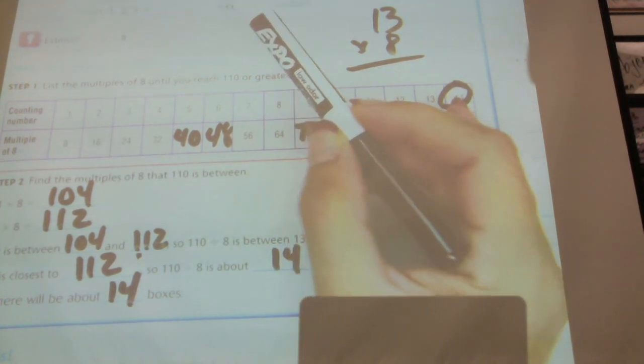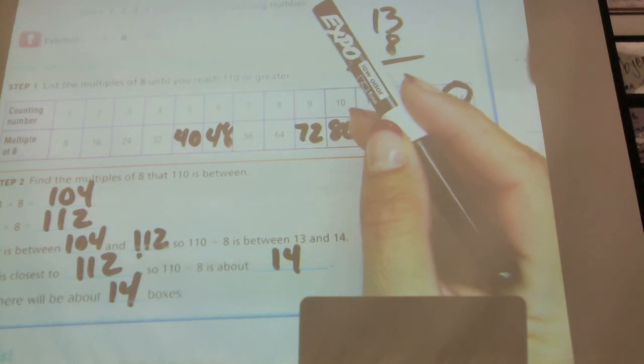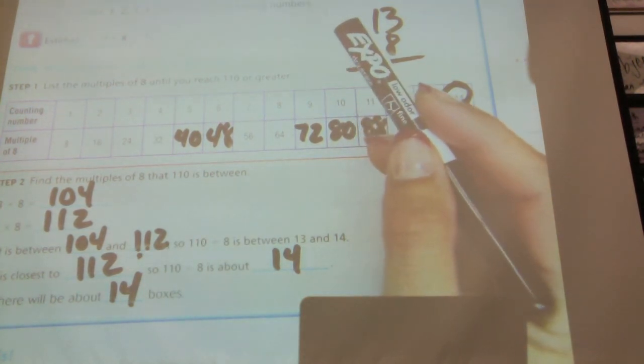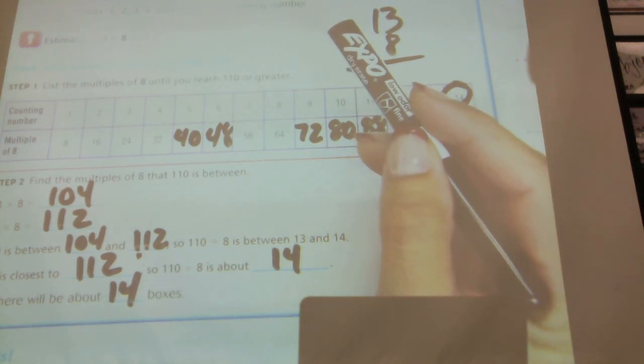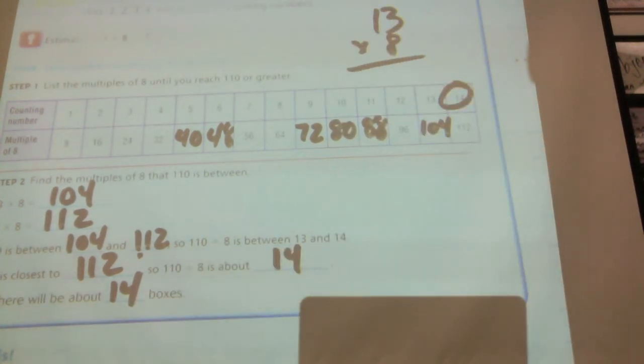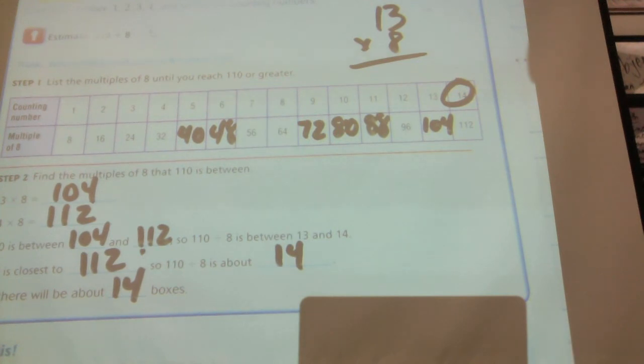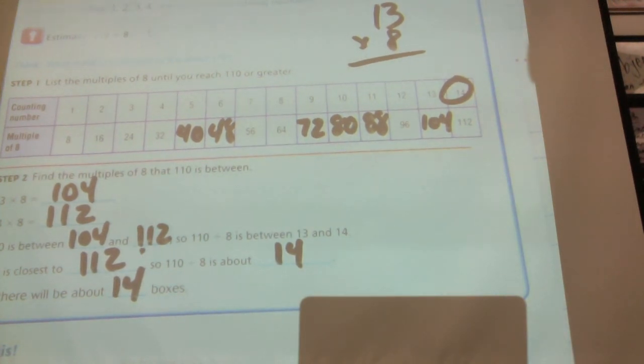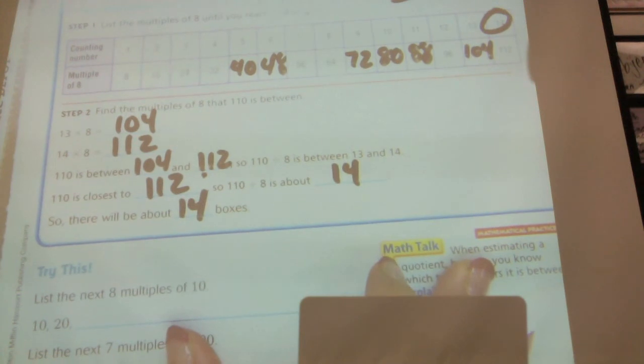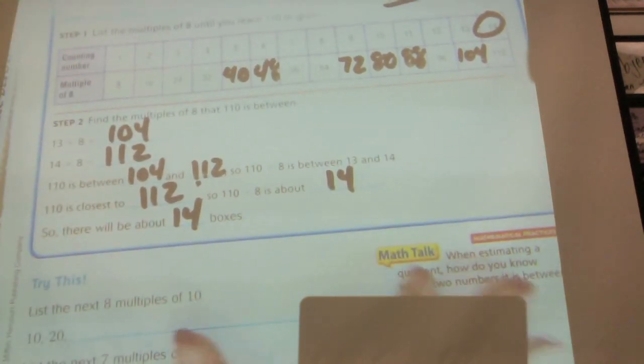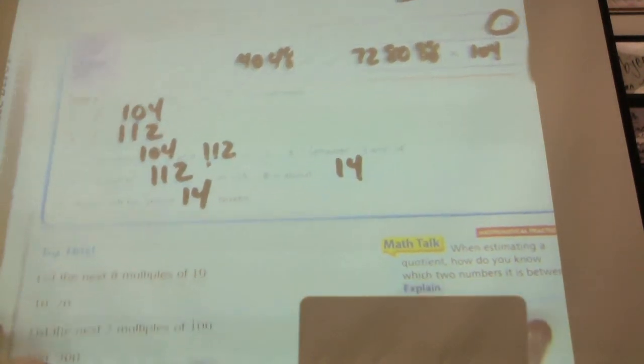Because when you multiply 13 times 8, it's 104, and 112 is only 2 more than 110. So you'll have 6 extra muffins with no box, right? So you need a whole other box to accommodate those muffins, even though it's not a full box. We'll be interpreting remainders in another lesson, and that's what that will be about.